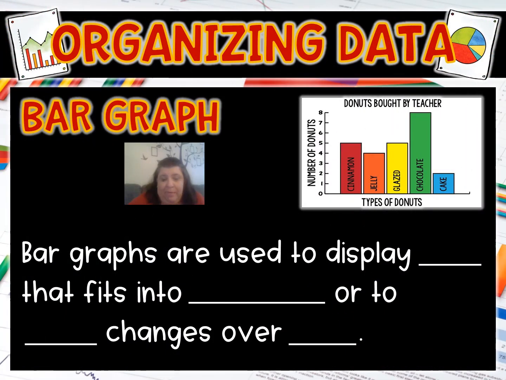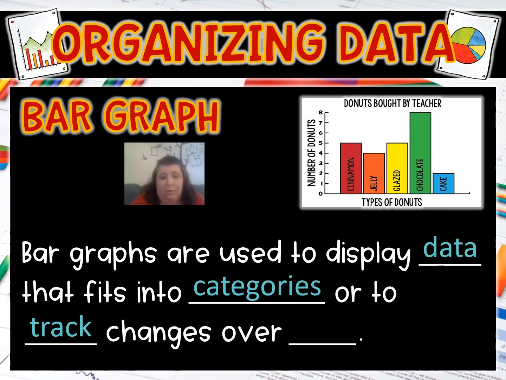A bar graph. Bar graphs are used to display data that fits into categories or types, or tracks change over time. So we see some more specific kinds of donuts here: cinnamon, jelly, glazed, chocolate, and cake donuts. And we see the number of donuts that are bought.